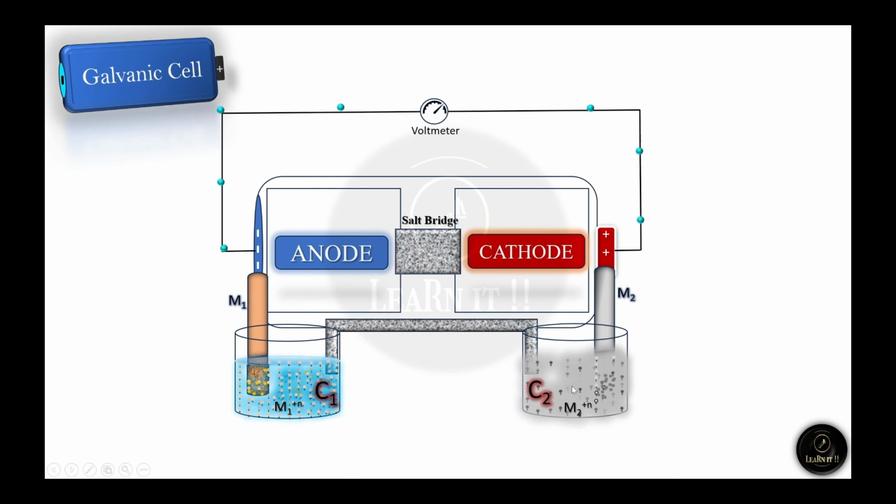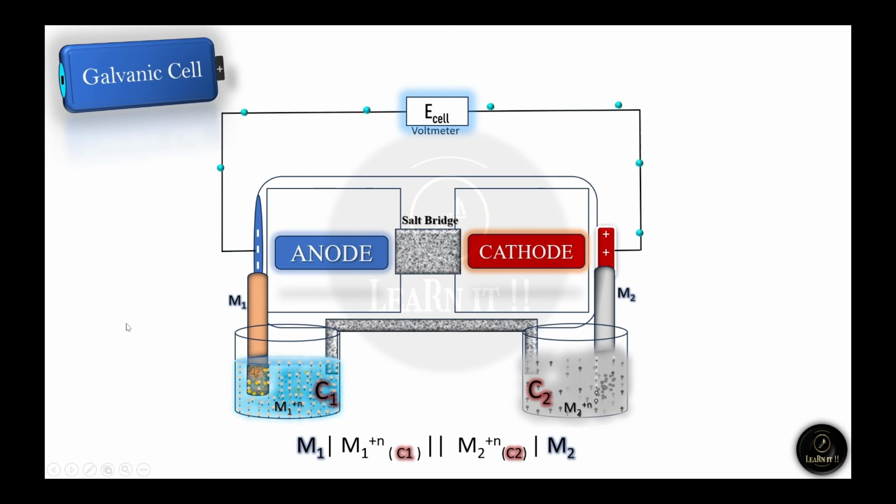decreases, called C2. Now the cell is represented as M1 in contact with M1 raised to plus n, whose concentration is C1, connected by a salt bridge to M2 raised to plus n, whose concentration is C2, in contact with M2. Now what is the voltmeter reading? It is indicated by the symbol E of the cell, the cell potential. Electrode potential is for individual electrodes; this is cell potential.